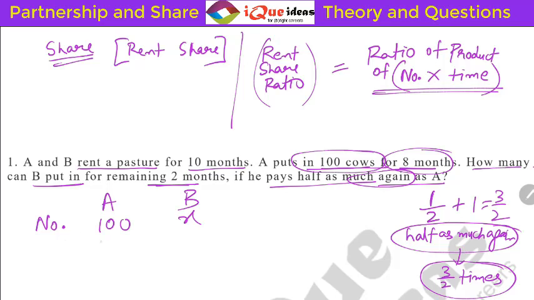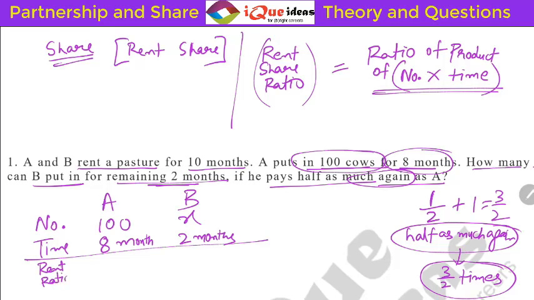And A's cows were there for 8 months, right? And B's cows were there for 2 months, for the remaining 2 months only. The question is saying that first A is putting the cows for 8 months and B is putting for the remaining 2 months. All right. So if you multiply, you will get the rent ratio. What will be the rent ratio in this case? 100 into 8 is to X into 2. Okay. Now 100 into 8 is 800, or in fact 2 cancels, so 400 is to X. This is the rent ratio.